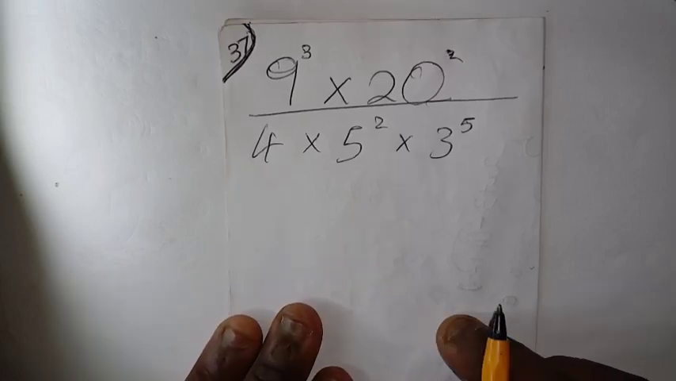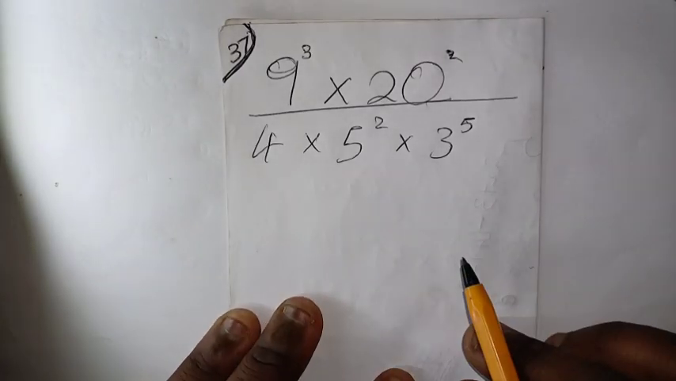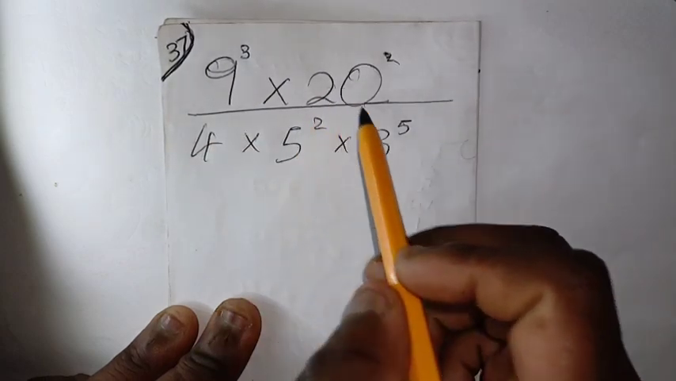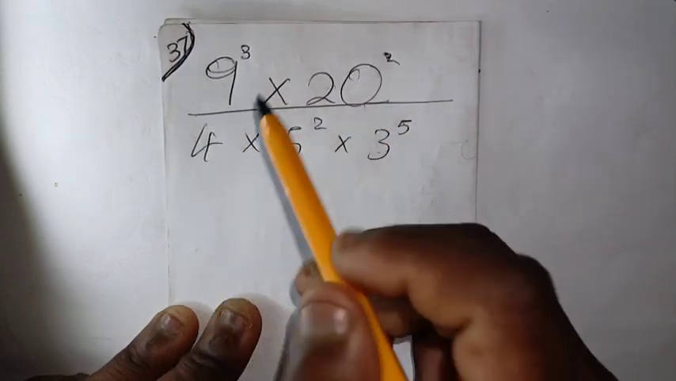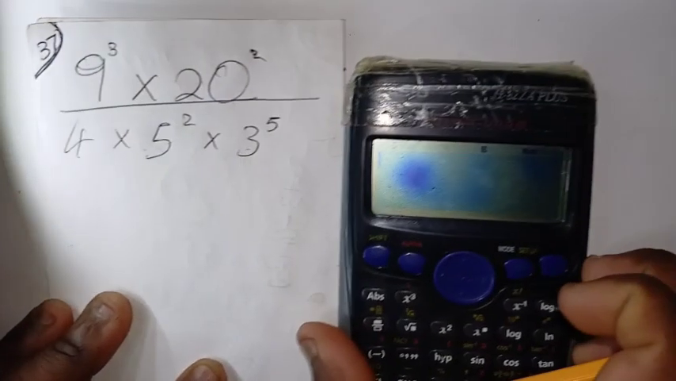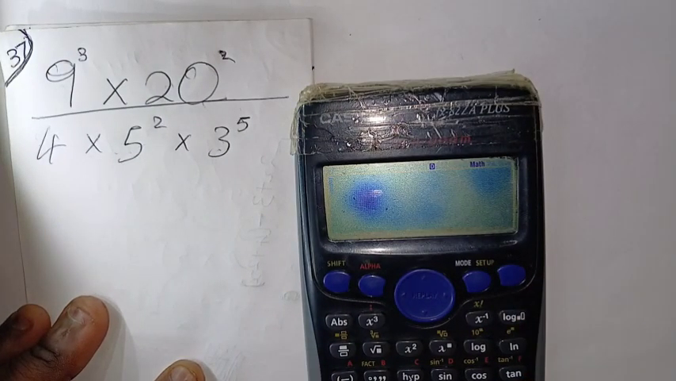So here, if you want to solve this kind of a problem, make sure that the bases are the same. Do you understand? The bases are the same. So to change the bases, you use your calculator. Okay. So press 9 and say equal, you will get 9.